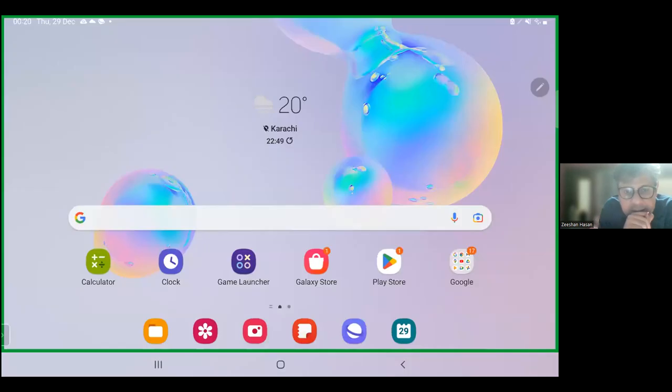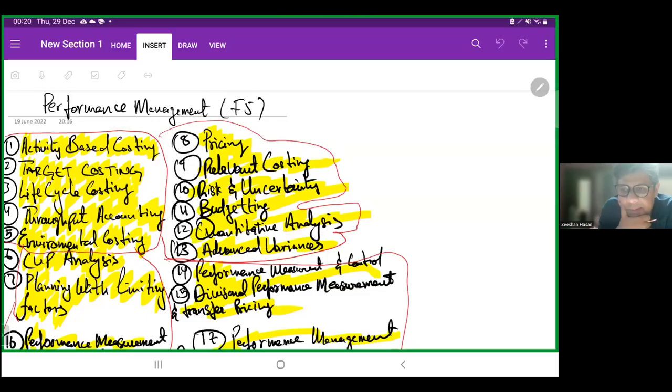Now let us start with the introduction of performance management. As I told you, this is the advanced paper of F2 management accounting. If you think this paper is totally theoretical, that's wrong. If you think this paper is totally calculation based, that's wrong. It is a mixture of both.